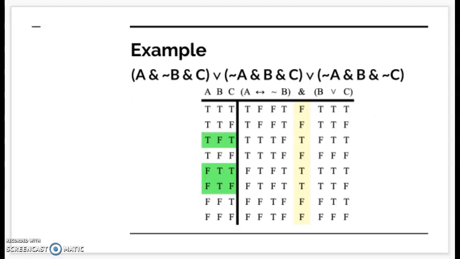Here's an example. Okay, so this statement right here is an example of a DNF. Basically what that DNF is doing is going through this whole truth table, which is found right below, and using only the statements that lead to a true conclusion.